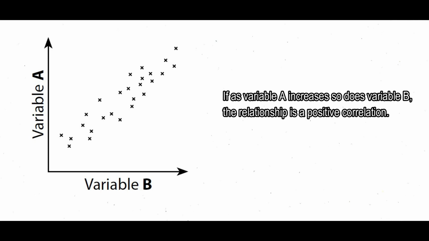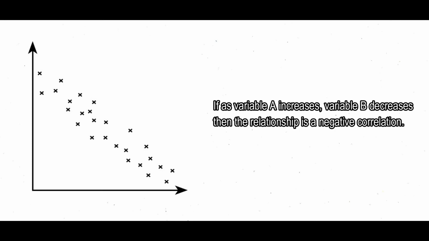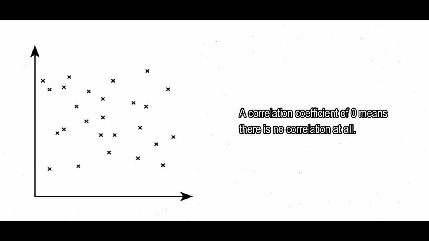The strongest correlation you can have is when all the points lie on a straight line. There is a linear correlation. This is a correlation coefficient of 1. If as variable A increases, so does variable B, the relationship is a positive correlation. If as variable A increases, variable B decreases, then the relationship is a negative correlation. A correlation coefficient of 0 means there is no correlation at all.